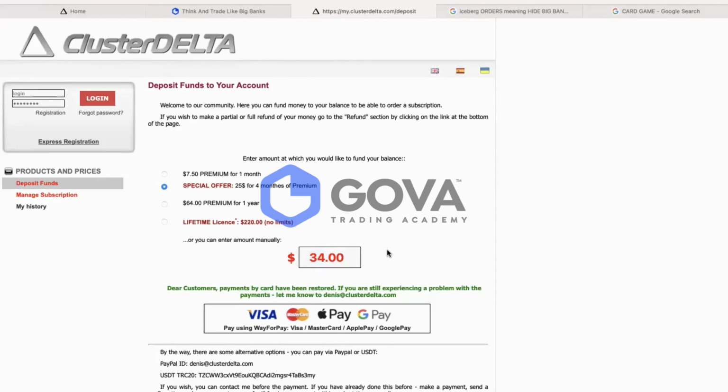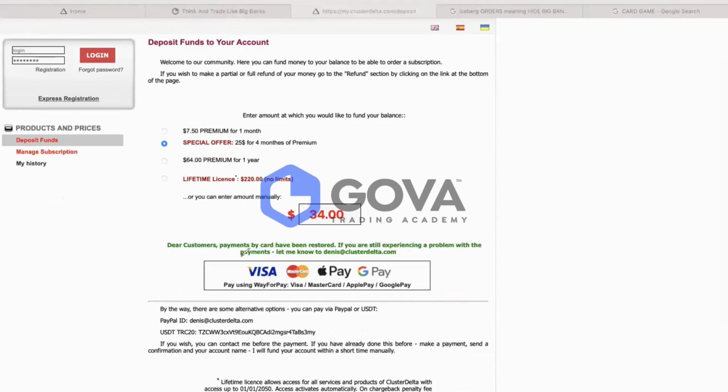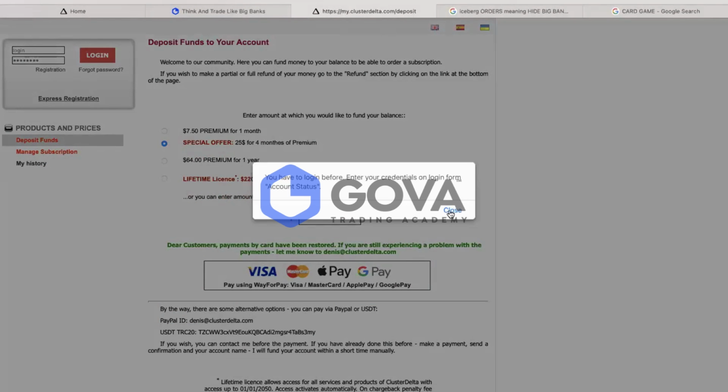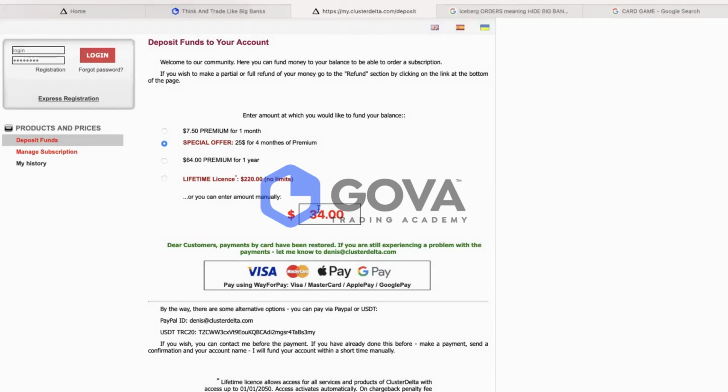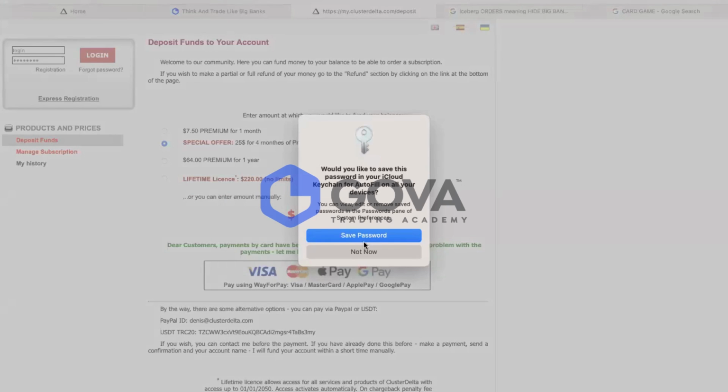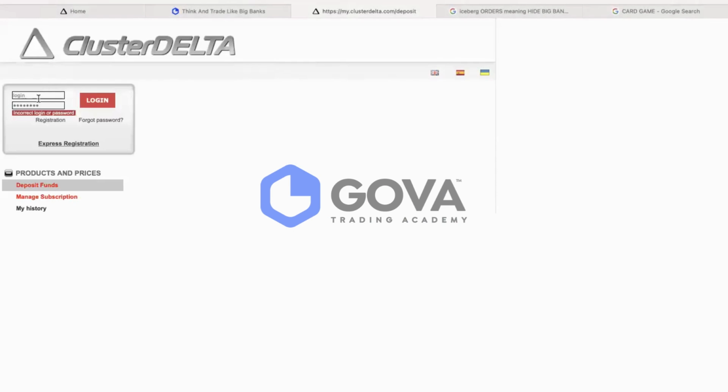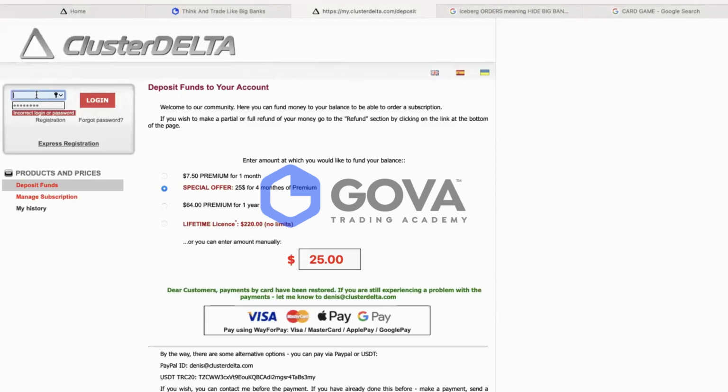When you change it to $34, you can pay using your debit card or MasterCard. Just click on this area, and it is going to take you to a new page. Now let me log in. It is asking me to log in now.